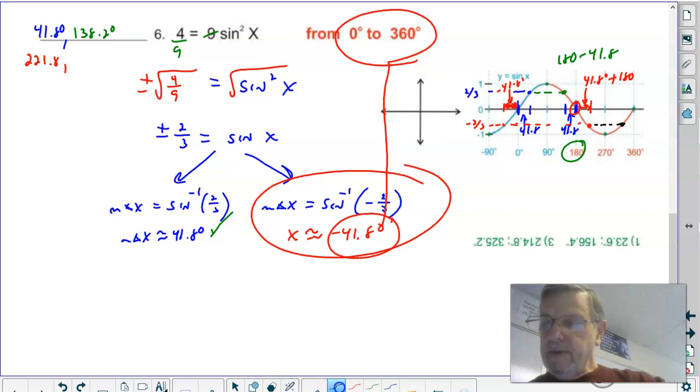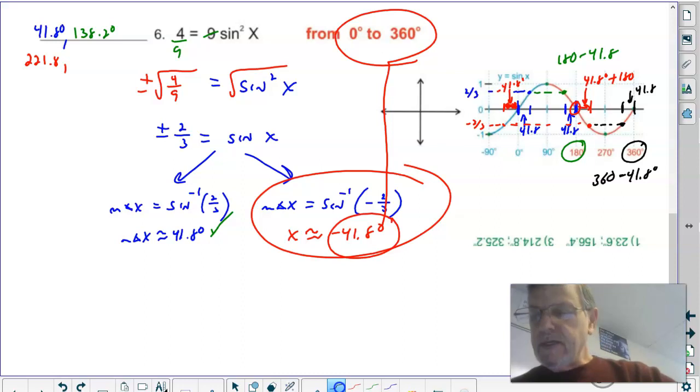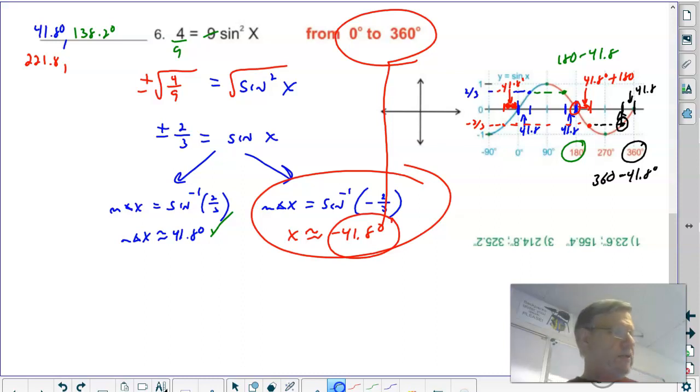Now again, you have to be able to understand that right in this gap, right in here, is the 41.8. So I have to go to the 360 and back up and subtract out that 41.8 gap to get to that point right there, right? And so what is that? 318.2 is the other value. And there you have it. So trigonometric equations. You've got to know your stuff.